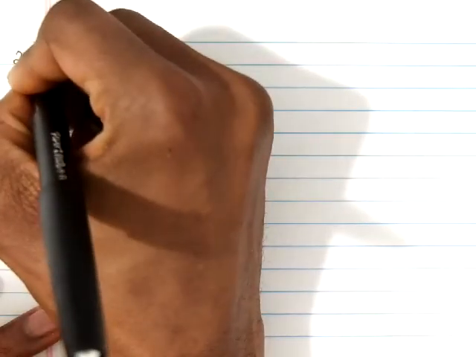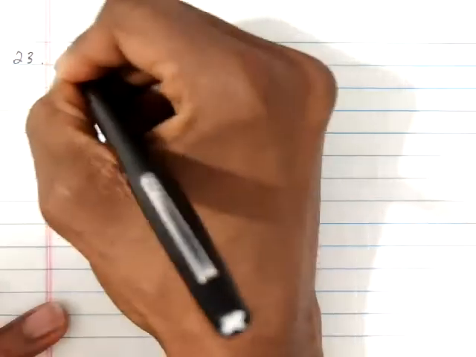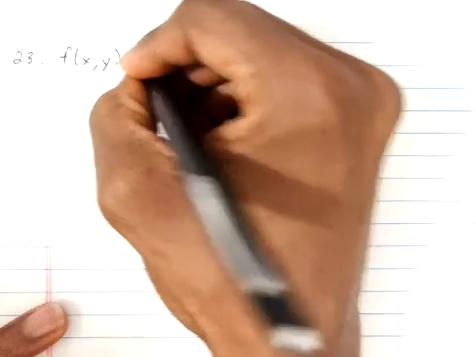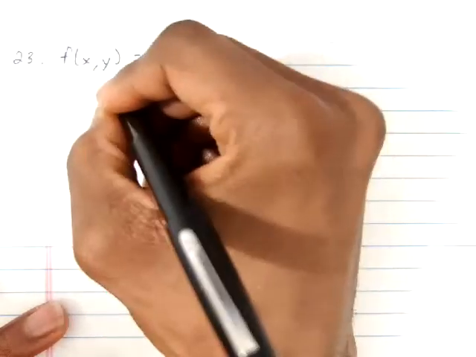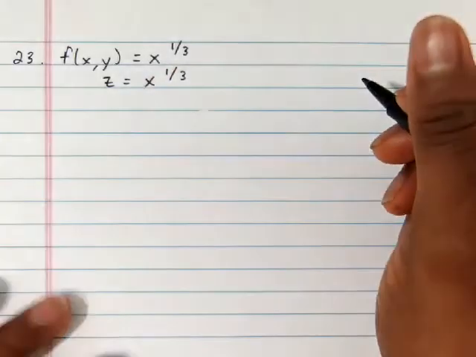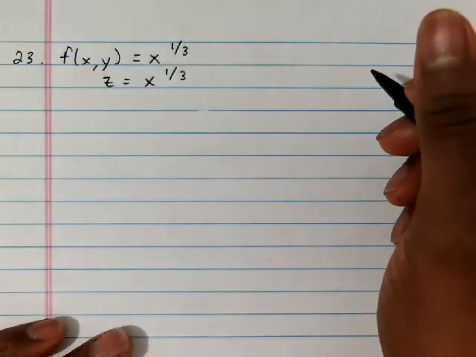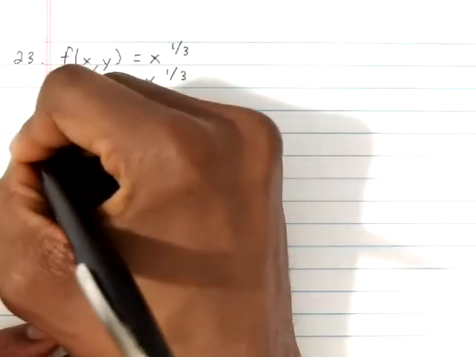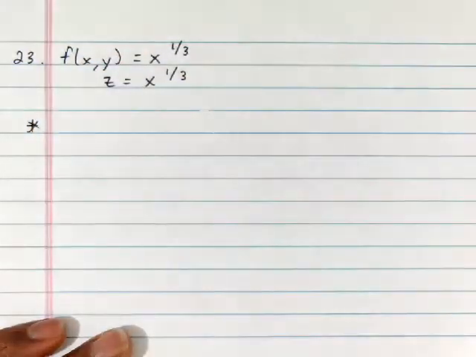Let's look at number 23, which says, same directions, f of x,y equals x to the 1/3. So f of x,y equals x to the 1/3, or z equals x to the 1/3. All right, so one thing to note here, and it's not just about this problem, but in general.